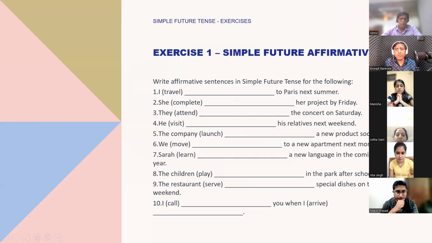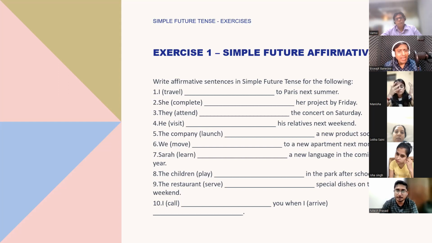All right. So these are affirmative simple future tenses. I'll solve the first one and ask Vamsi to solve it again, right? And let's be very quick so that we have time for the demonstrations. Although we are running late today, I hope that we finish with the spontaneous demonstrations today. All right. So write affirmative sentences in simple future tense for the following.